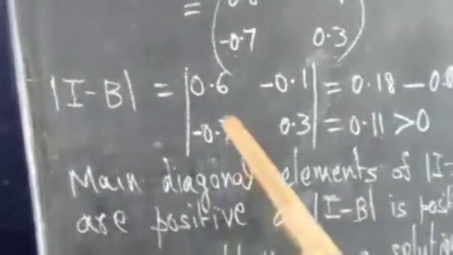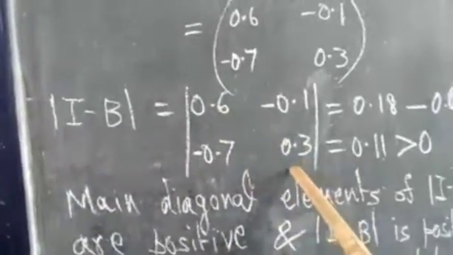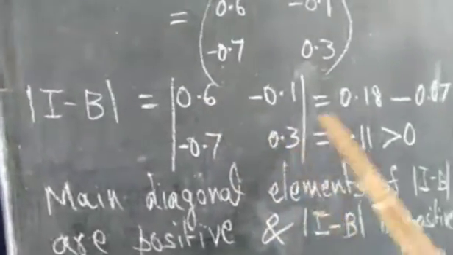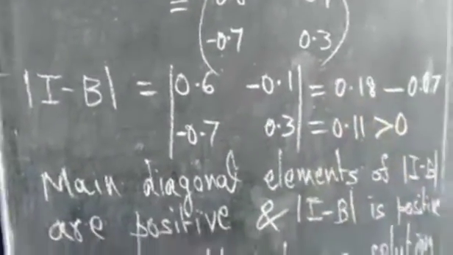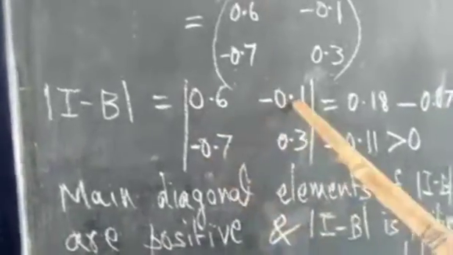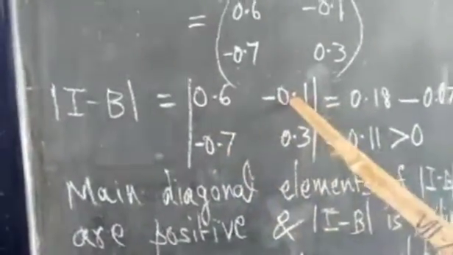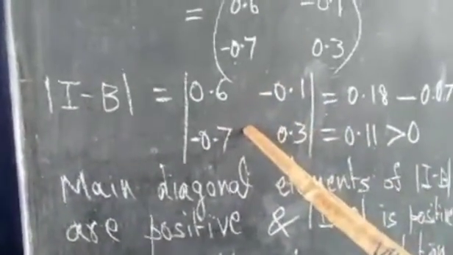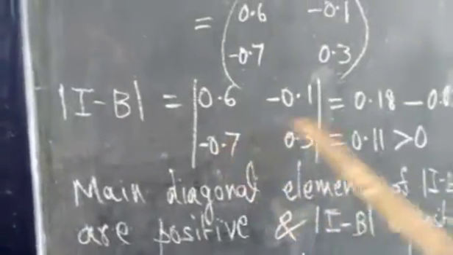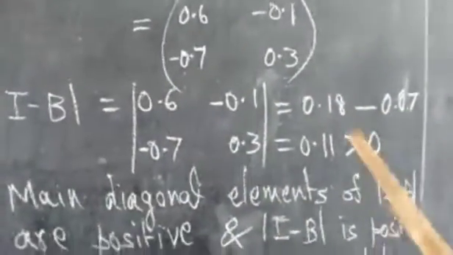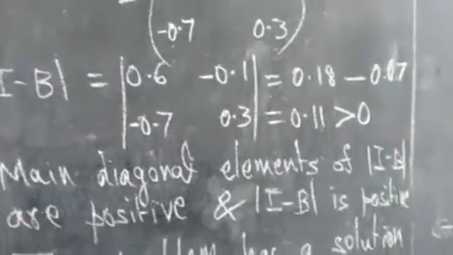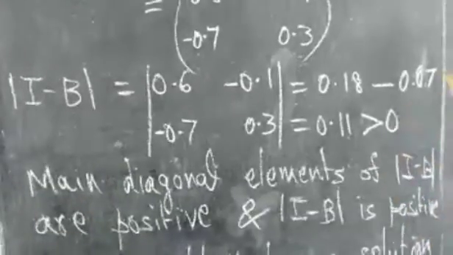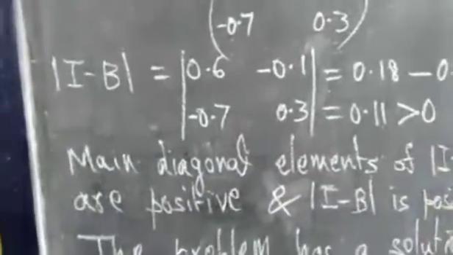Now let us multiply 0.6 with 0.3, which means 6 threes are 18. Here one decimal, here also one decimal, so we put 0.18. And here, multiplying minus into minus gives plus. From top to bottom we have to change the sign, so minus 0.07. Subtracting 0.18 minus 0.07, what did you get? 0.11. Is this greater than 0 or less than 0? Greater than 0 only.